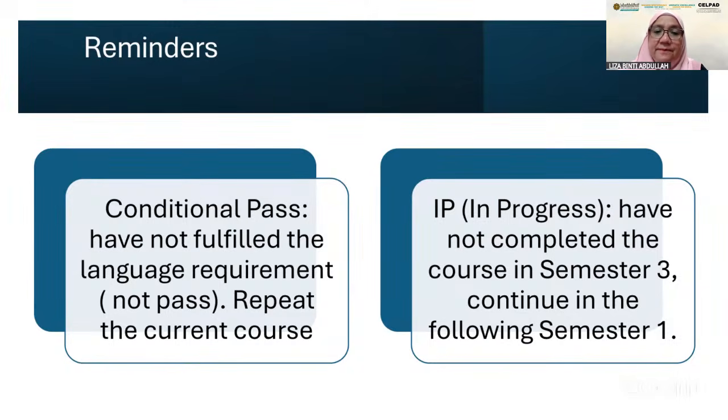Another one is IP. What does IP mean? It's in progress. For the lower levels, if you do it in short semester, at the end of the semester it's not done yet. IP is a status, not completed. You have not completed the course in semester 3 and will continue in the semester 1 after. So please pay attention to these two terms. Normally people are confused. Okay, reminders done.